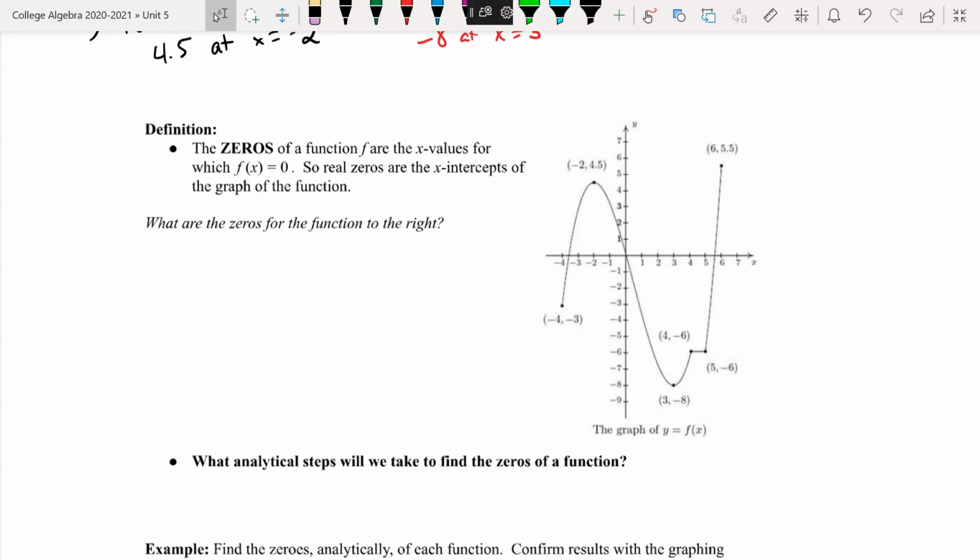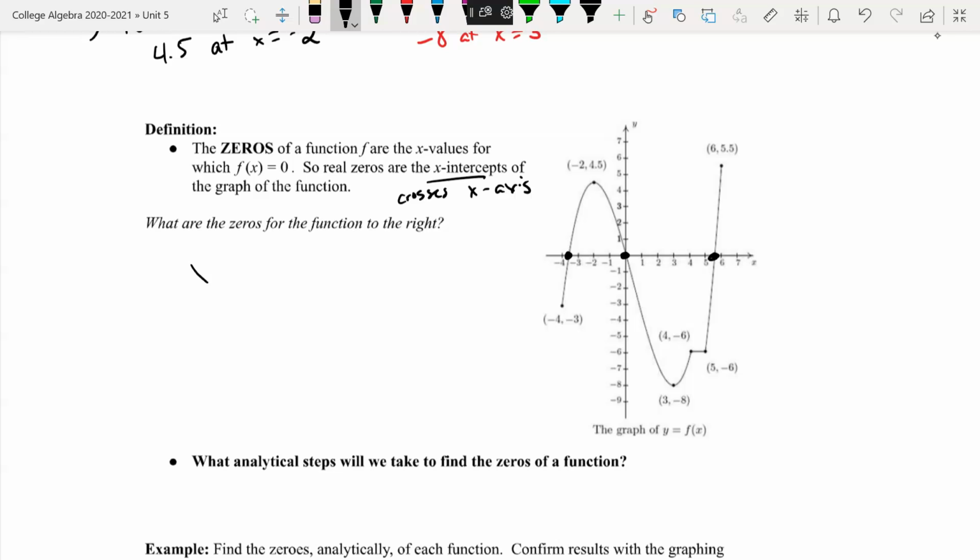The last thing we talk about is the zeros. The zeros of a function f are the x values for which f of x equals 0. So real zeros are the x-intercepts of the graph, where it crosses the x-axis. So what are the zeros of the function to the right? Well, if you look at it, it crosses the x-axis here, here, and here, at these 3 points.